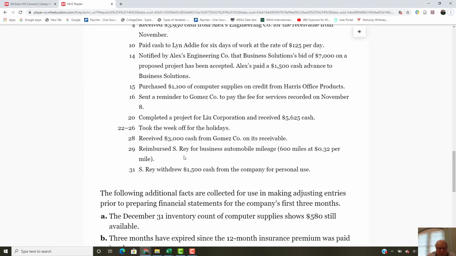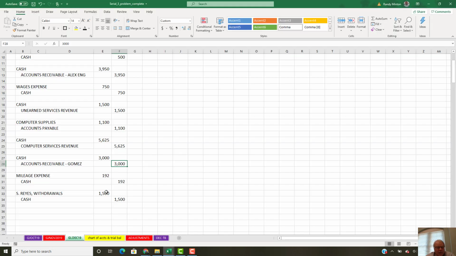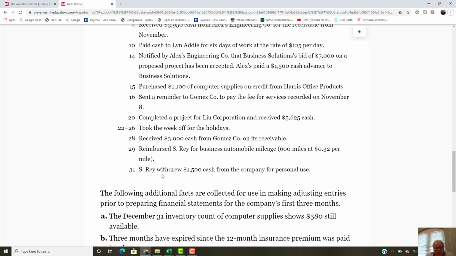Okay, reimbursed S-Ray for business automobile mileage, 600 miles at 32 cents a mile. When you work through that calculation, what you get is $192, so 32 times 600 is 192. And so that's your mileage expense. It's the same thing we did in November and December. So what you'll notice is that these things keep repeating themselves. Once you have an understanding of how it works the first time, it's always going to repeat itself time after time. Okay, last one before we do our adjustments.